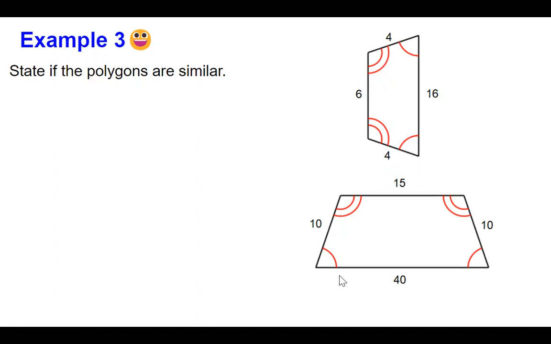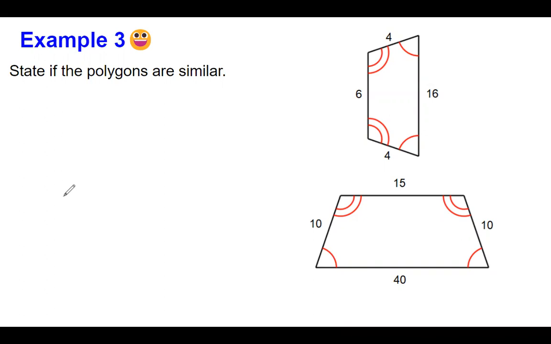State that the polygons are similar. Let's see if we have corresponding angles congruent and corresponding sides proportional. We have this angle right here. It looks like it's corresponding and congruent to this angle, which means the next one to it should also be congruent. The next one is congruent to the next one, and so on and so forth. So my angles are congruent. Now let's go on to our sides.